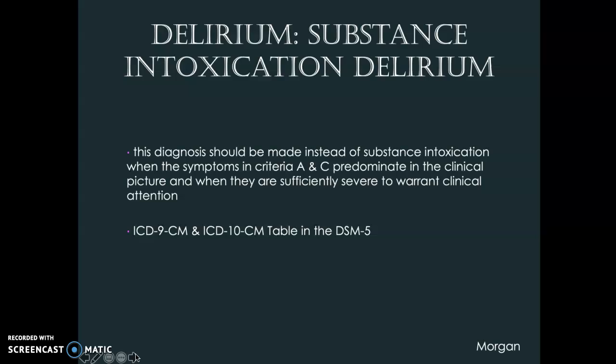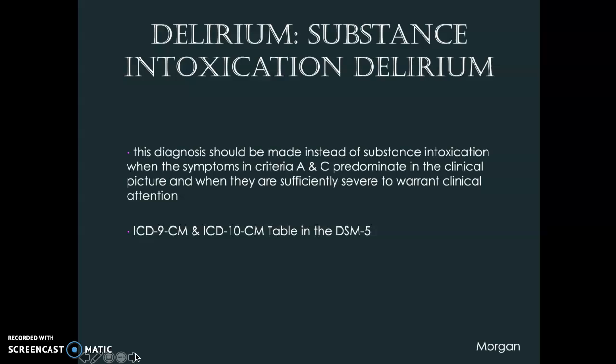So there's a lot of coding in this section, and here's when things can get a little bit tricky. But it's very important to acknowledge the comorbidity that comes with delirium. So in the DSM-5, there's a table used for coding specific substances when substance use disorder is comorbid with substance intoxication delirium. Each substance has a numbered code, hence this bullet point that says ICD-9-CM and ICD-10-CM.